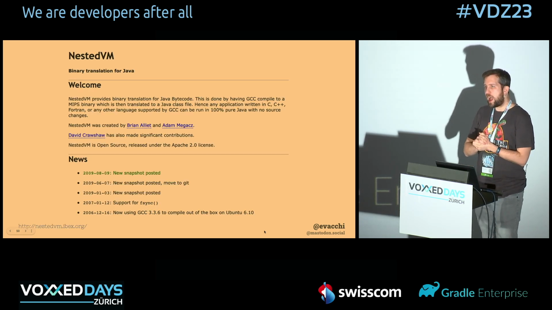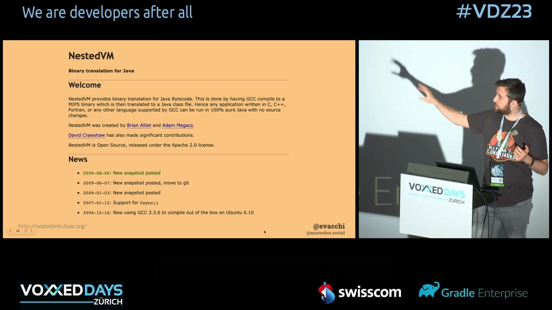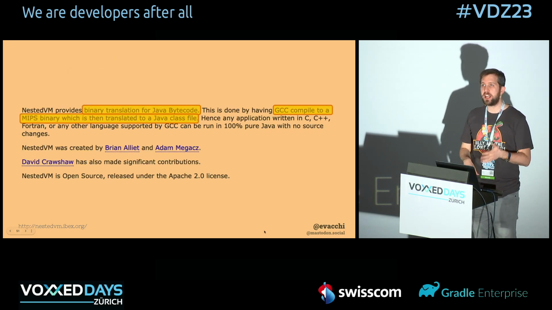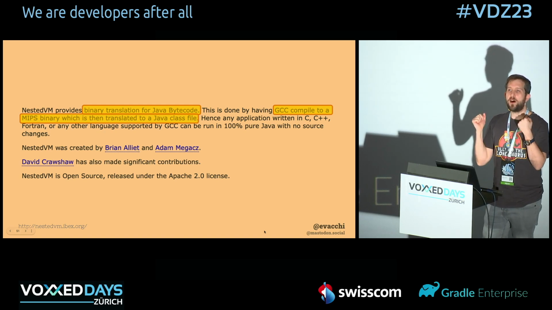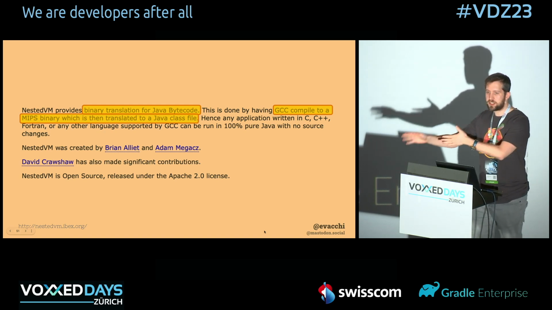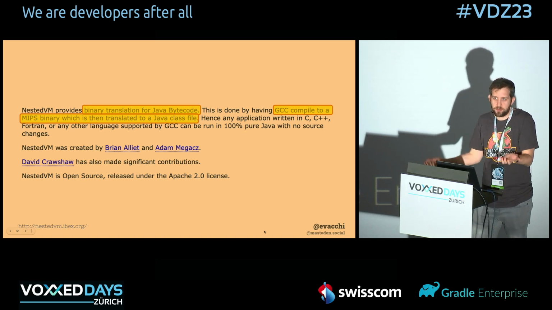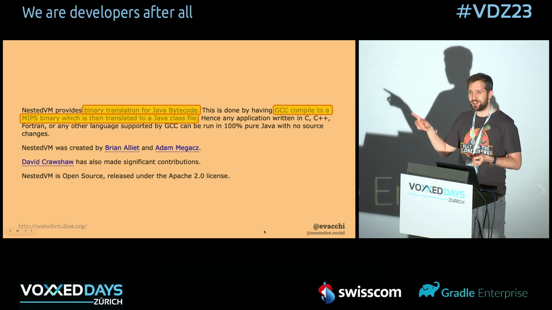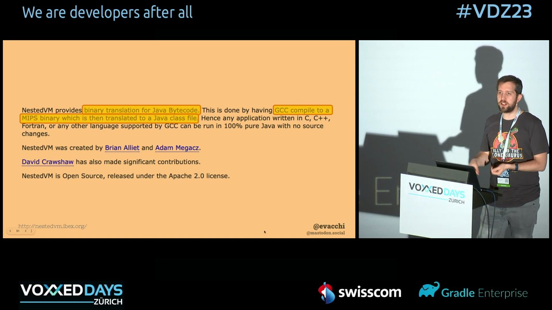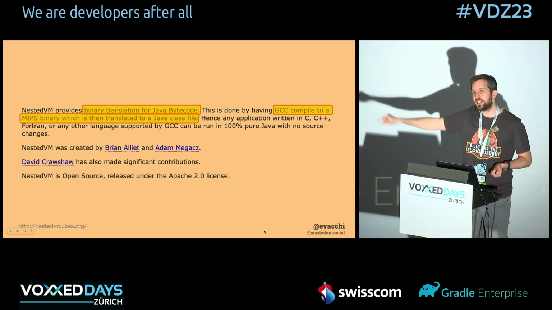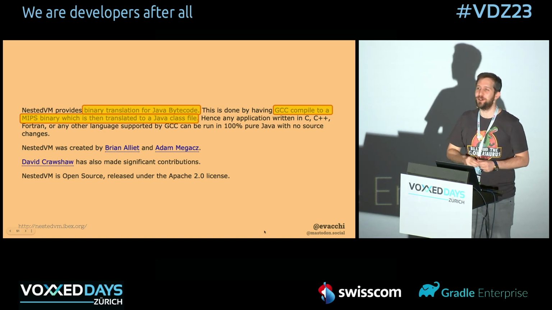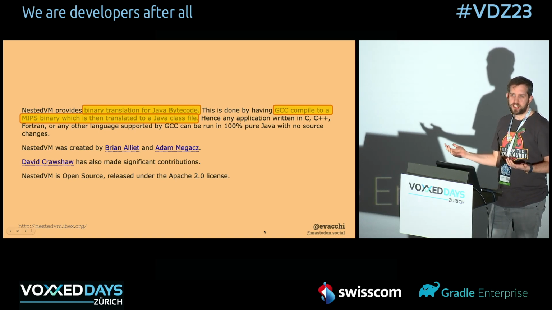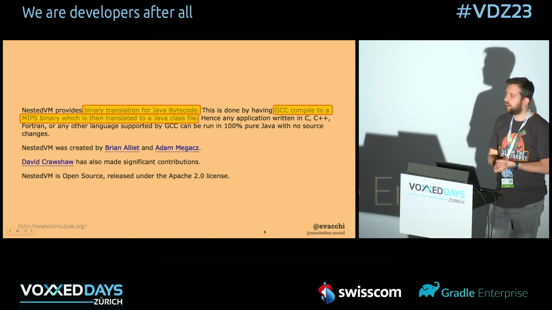Now, I want to bring to your attention this project that is now dead because the last release was in 2009. It was called NestedVM, and it was an experiment to provide binary translation for Java bytecode. So they were able to compile C and C++ code into Java bytecode, because why not? It's just a compiler. You can do it for any language, basically. And the way they did it was pretty clever and interesting. They compiled C and C++ using GCC into MIPS binaries and then translated the MIPS binaries into Java bytecode. Kind of interesting. Now, that definitely worked, but it is dead.